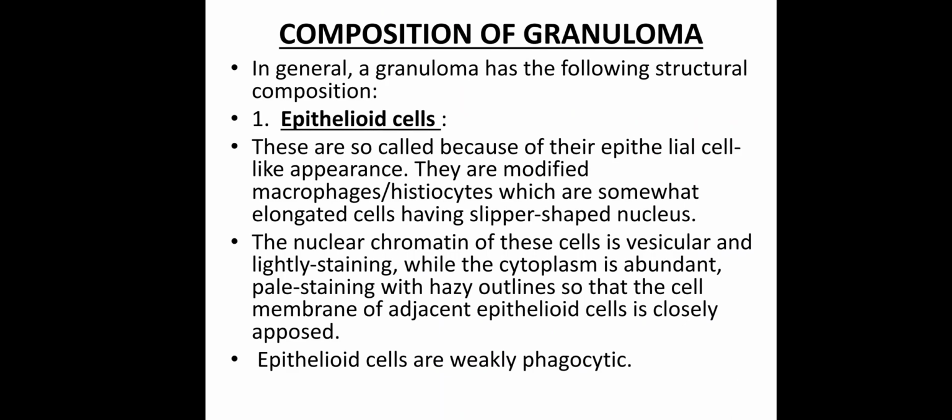Coming to the epithelioid cells, these are so called because of their epithelial cell-like appearance. They are modified macrophages or histiocytes, which are somewhat elongated cells having a slipper-shaped nucleus. The nuclear chromatin of the cells is vesicular and slightly staining, while the cytoplasm is abundant and pale staining with hazy outlines, so that the cell membranes of adjacent epithelioid cells are closely opposed. Epithelioid cells are weakly phagocytic.